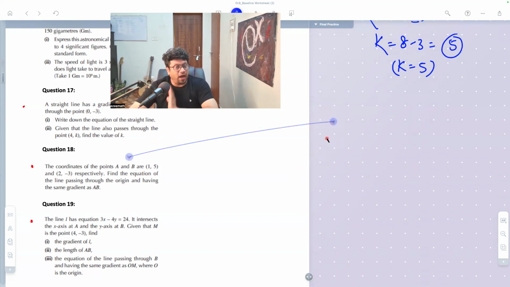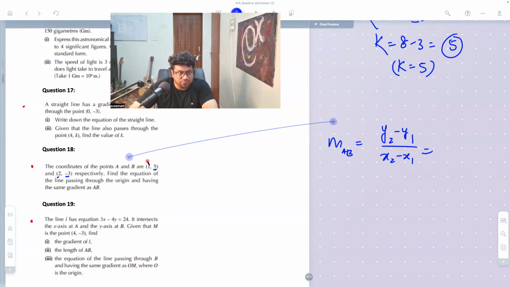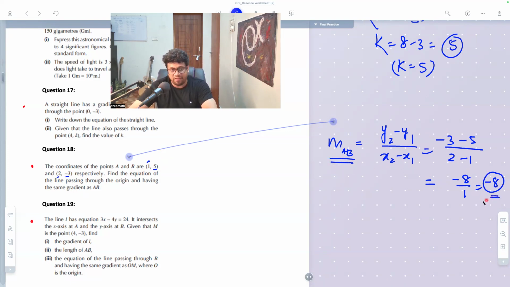Find the equation of the line passing through the origin and having the same gradient as AB. Okay, let's find out the gradient of AB. The formula is y2 minus y1 divided by x2 minus x1. Those are the y values and these are the x values. -3, 5, 2, and 1. I'd go -3 minus 5 divided by 2 minus 1 comes out to be -8 divided by 1. That's -8. Okay, so that's the gradient of AB, -8.